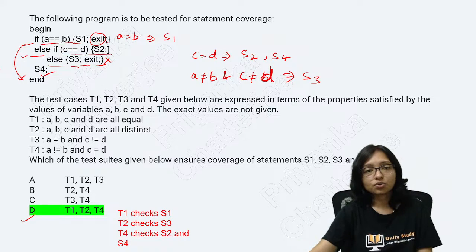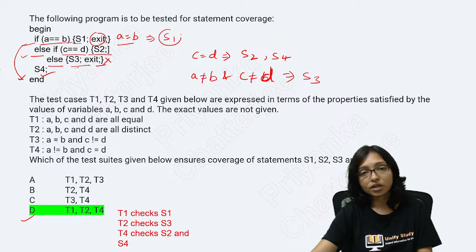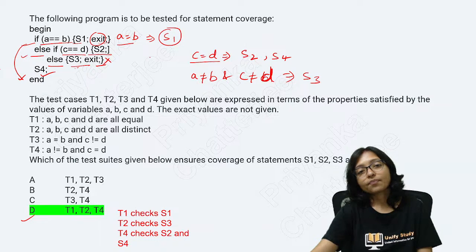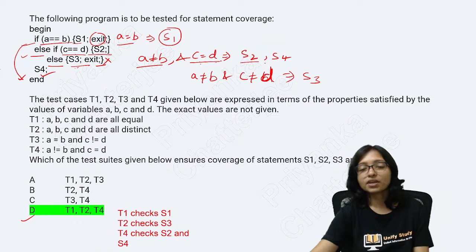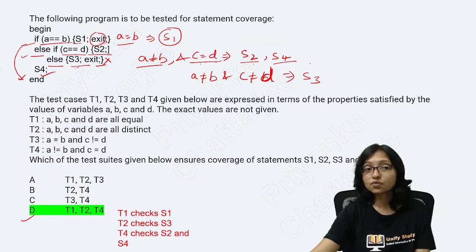Okay, what are the situations? When A equals B, I am executing only S1 because exit is there. When A not equals B and C equals D, then we are executing S2 and S4 both.